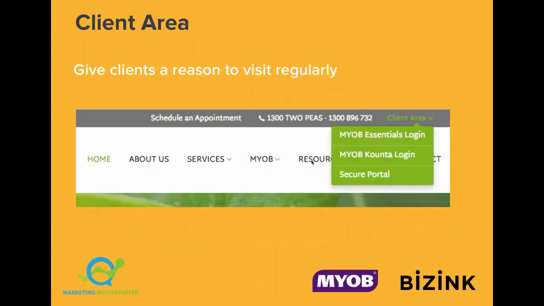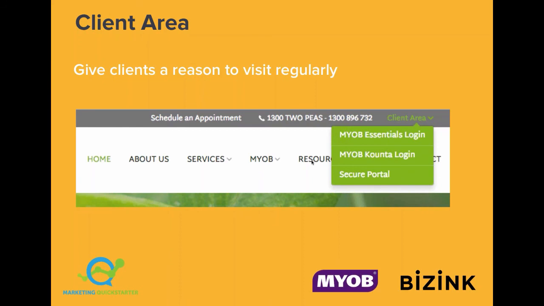Final thing I wanted to show you is the client area. So what I would say is just have somewhere on your website that gives clients a reason to come back regularly. Some of that could be your blog and your email newsletter, pulling people back there. But like we've got on screen here, this is off a site that we're building for a MYOB partner.